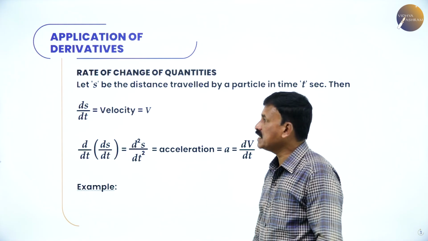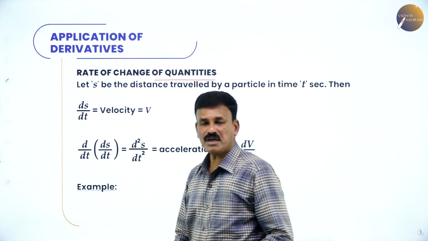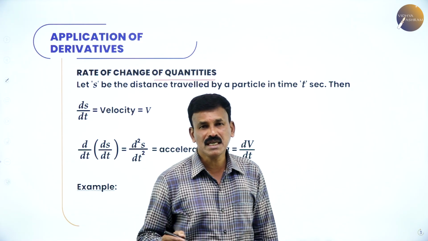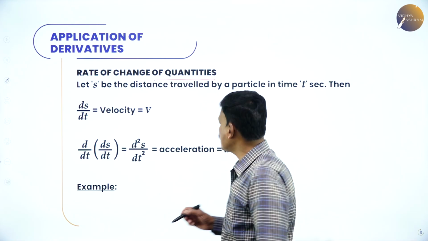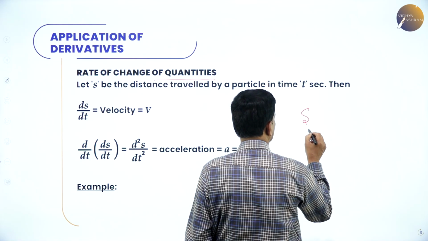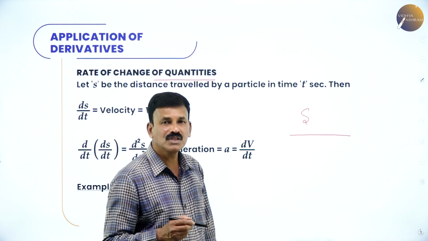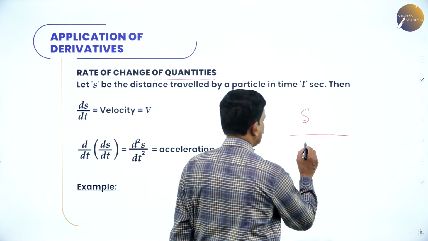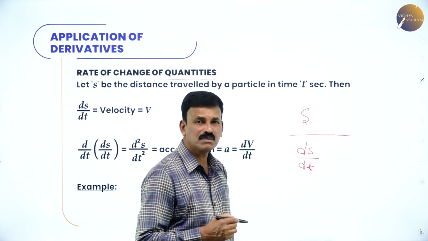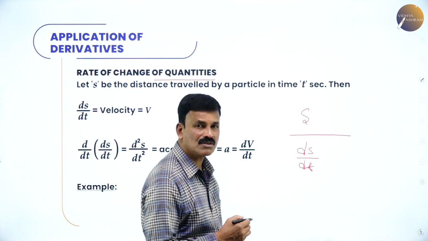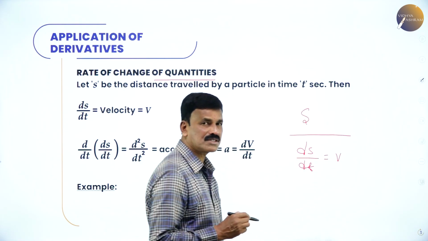So first one is the rate of change of the quantities, rate of change. So you might have studied d by dx, d by dt is called the rate of change. So suppose if s is the displacement of a particle in time t second, then the rate of change of displacement is denoted as ds by dt. So the rate of change of displacement is called the velocity.